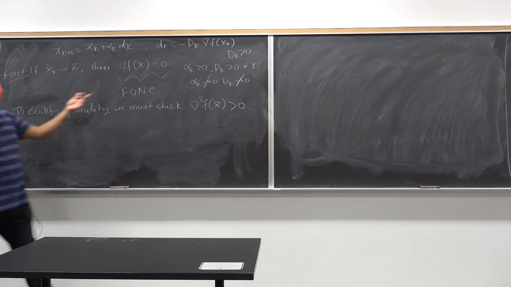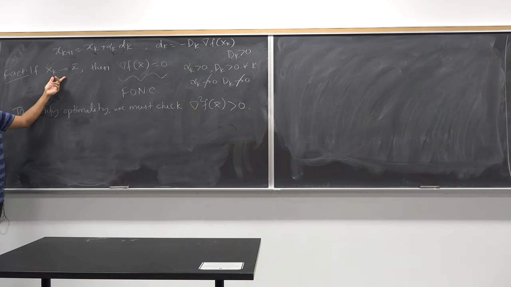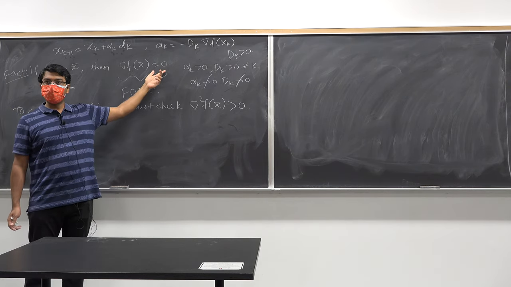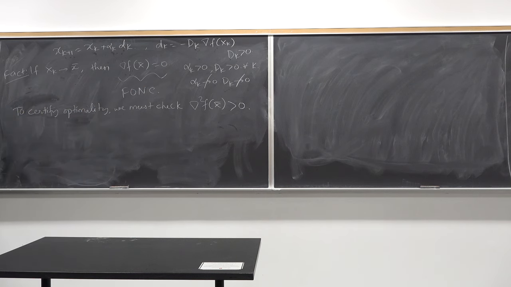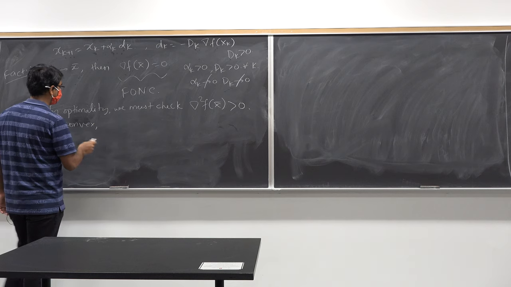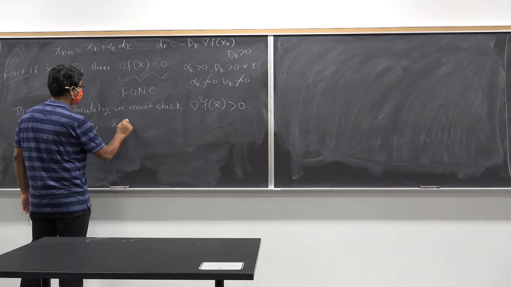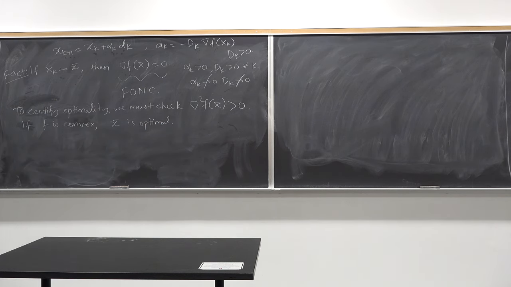Now, of course, the situation changes if the function f is convex. If the function f is convex and your algorithm converged, then what do we know? We know that x bar is an optimal solution, because this is the sufficient condition for optimality for convex functions f. So in the convex case, x bar is optimal. We don't have to check for anything else. If my optimization terminates, that's it, I'm in good shape. I'm at the optimal point.